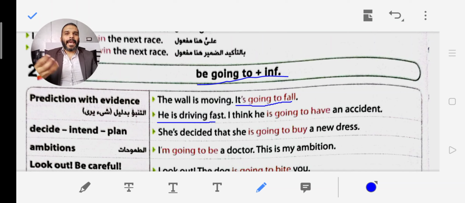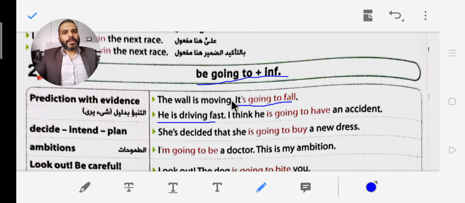So he has an intention. He has a plan. He has a decision to buy a car. So if there is a decision, intention, or plan, use going to express future.